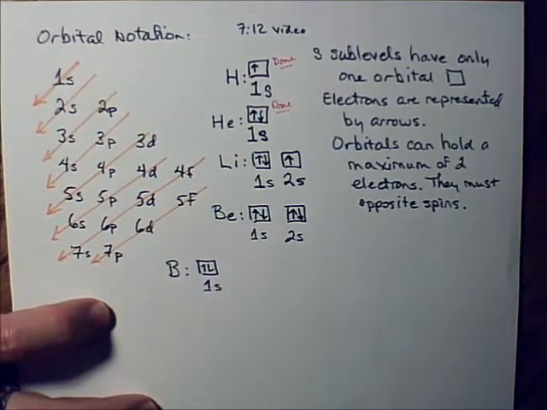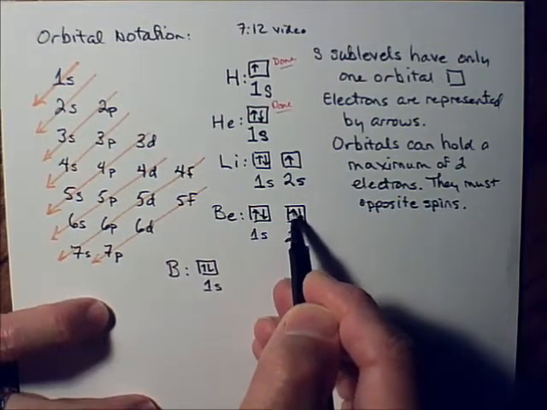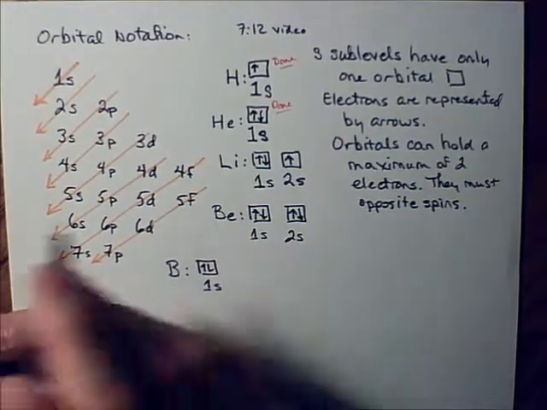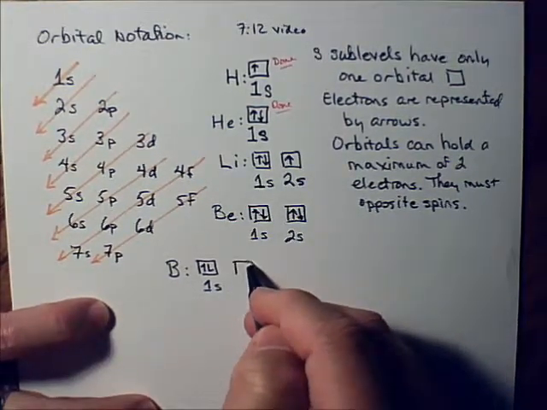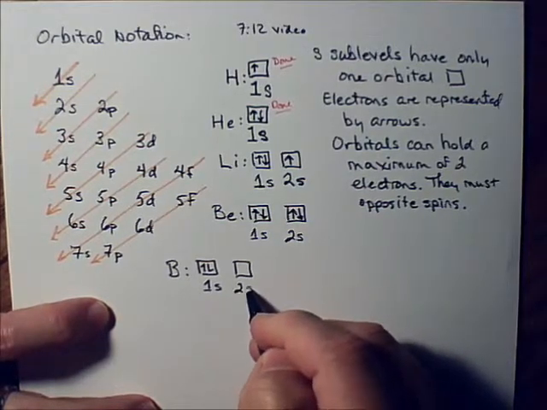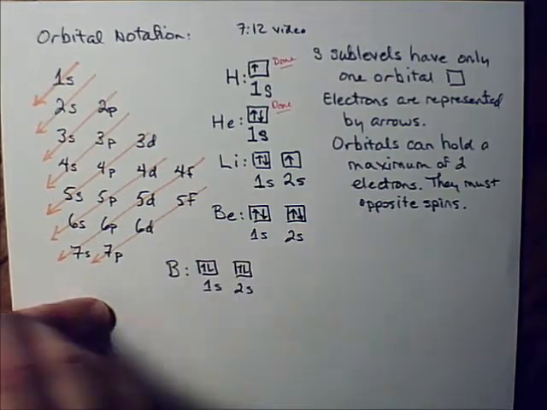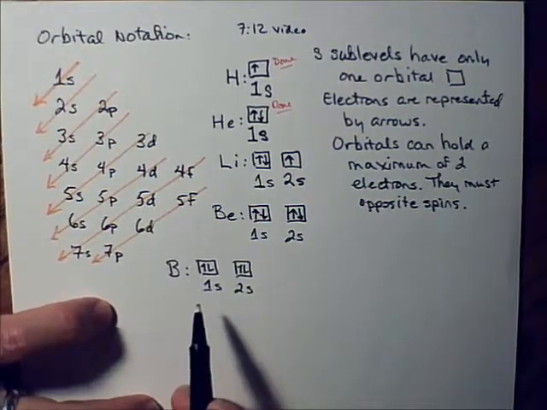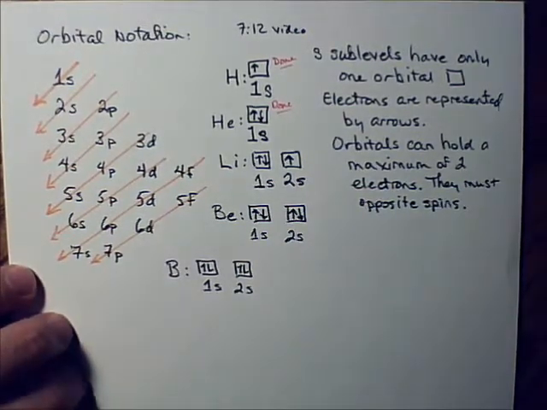I'm going to start using half arrows because it's faster. Is that okay with you guys? I'm not going to confuse you if I do that. Instead of having both sides of this arrow tip, I'm just going to put half of the arrow in here. Okay? So here's 2s. Okay? Alright, those are the electrons for beryllium.